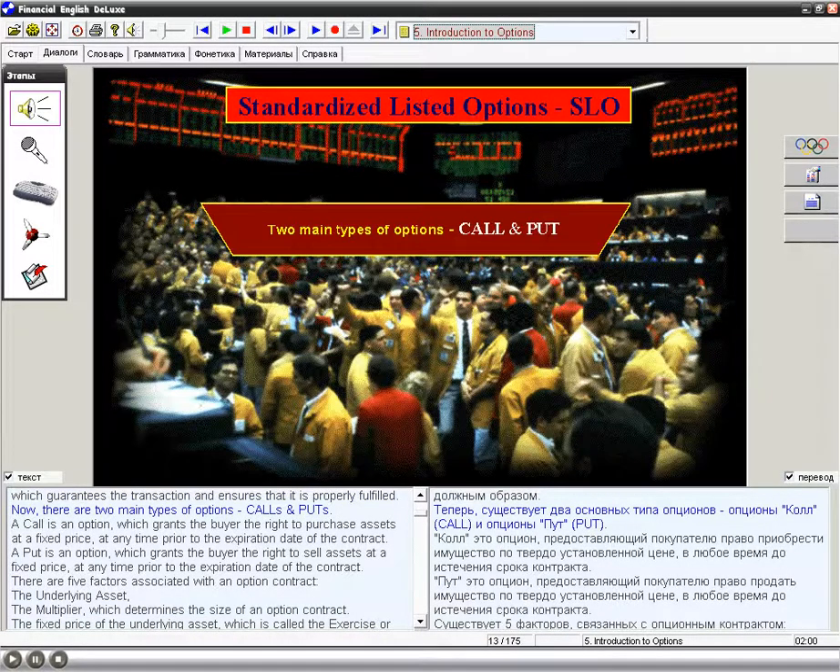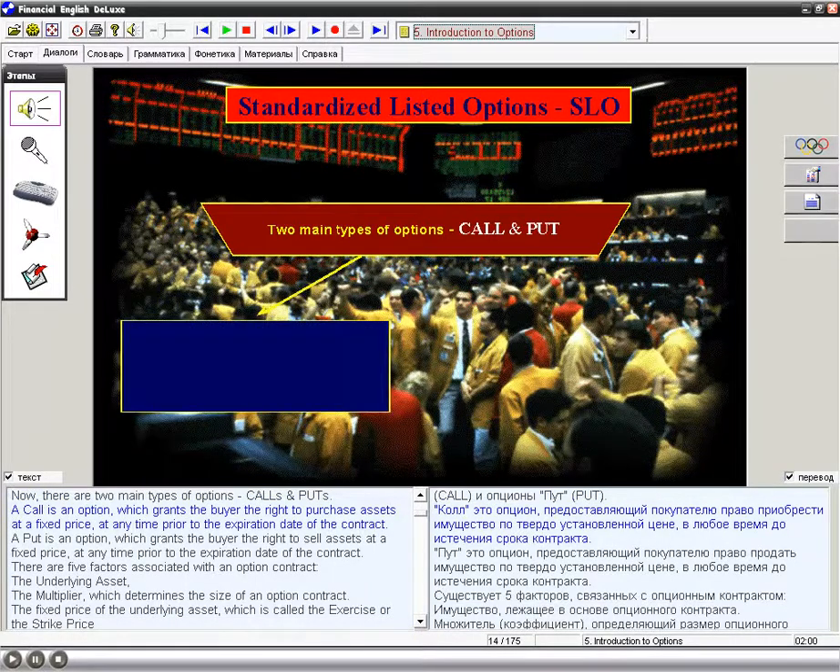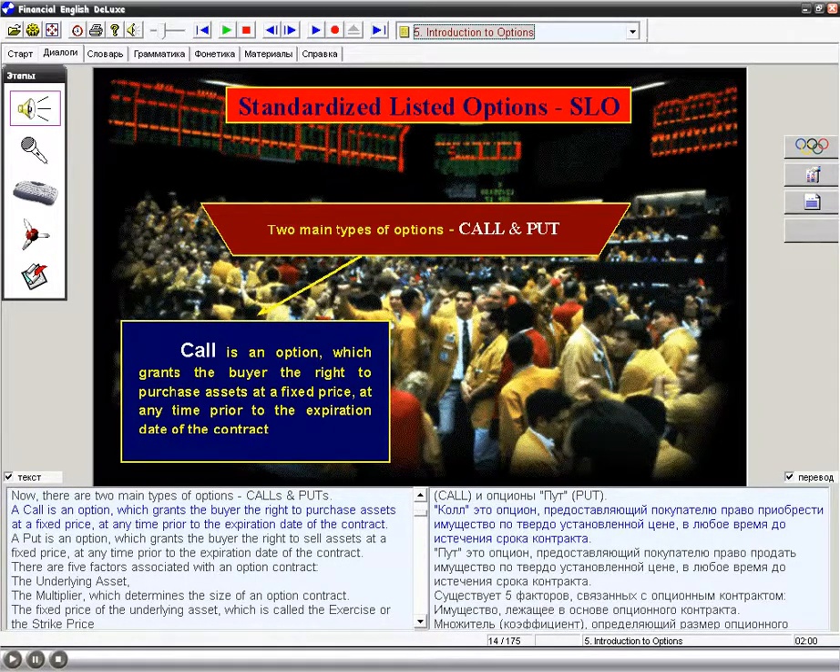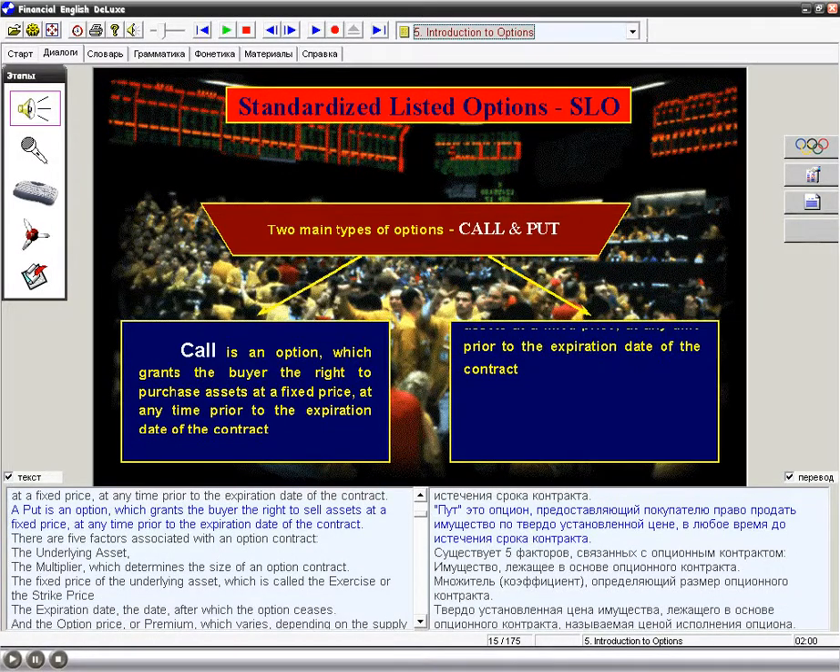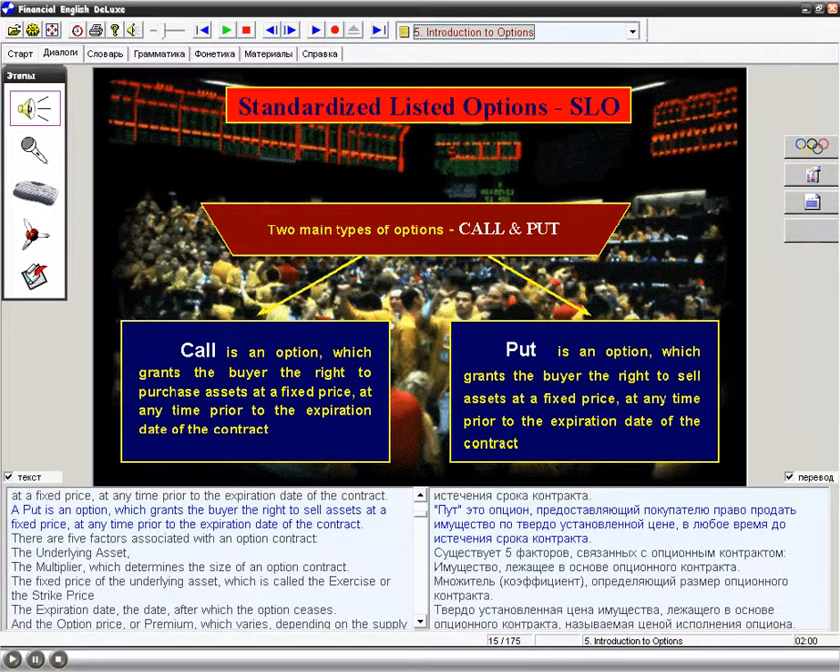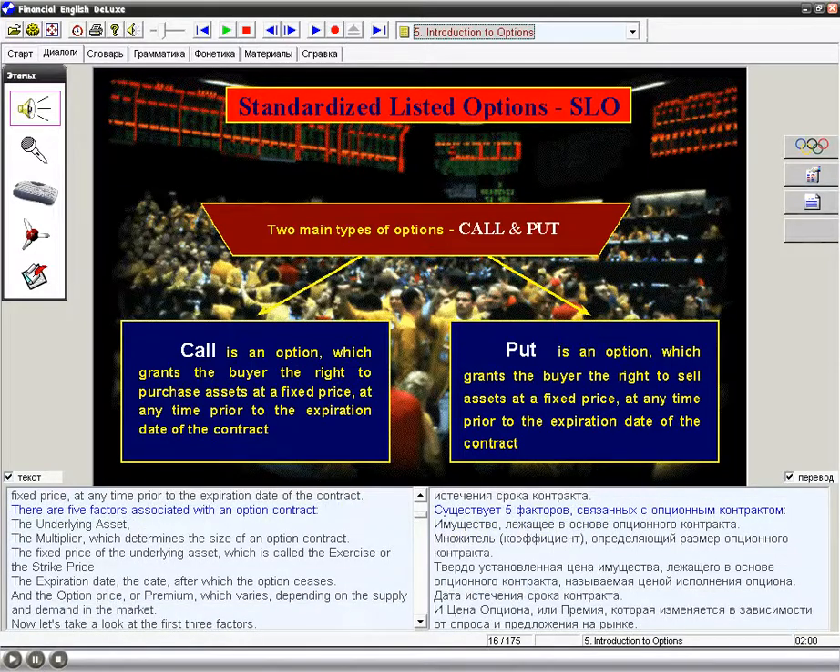Now, there are two main types of options, calls and puts. A call is an option which grants the buyer the right to purchase assets at a fixed price at any time prior to the expiration date of the contract. A put is an option which grants the buyer the right to sell assets at a fixed price any time prior to the expiration date of the contract.